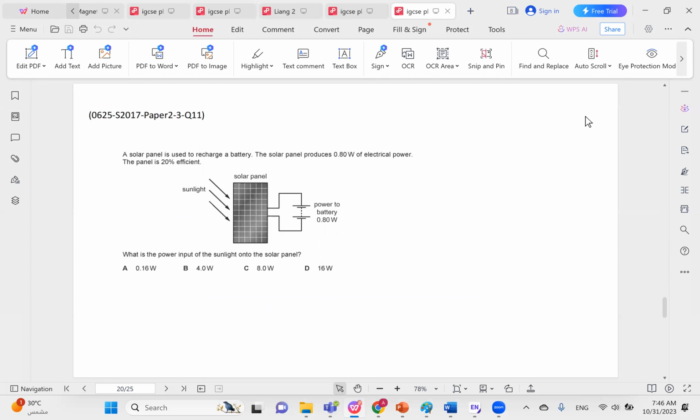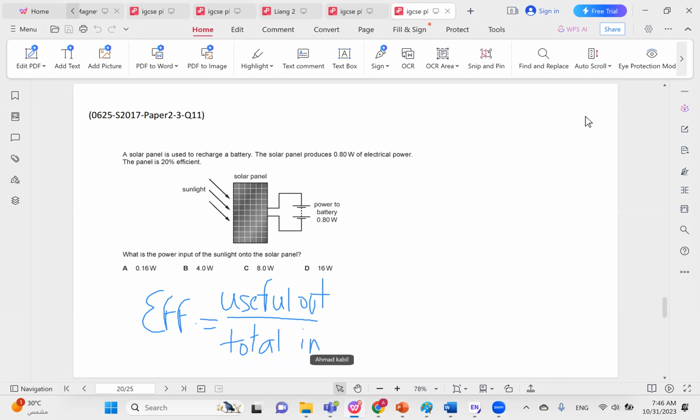A solar panel is used to recharge a battery. The solar panel produces 0.8 watts of electric power. The panel is 20% efficient. What is the power input of the sunlight onto the solar panel? So efficiency equals useful output over total input. Now, the useful output is 0.8 watts. And we do not know the total input, that's what's required. So let's call this X.